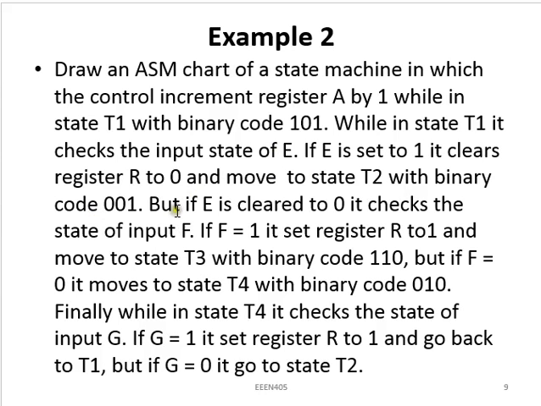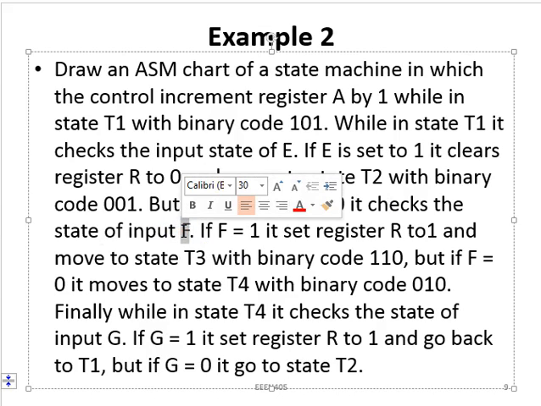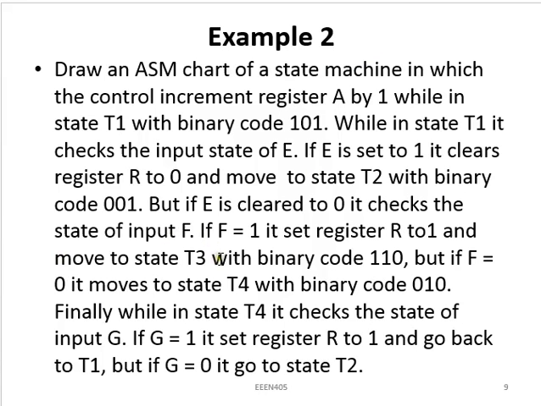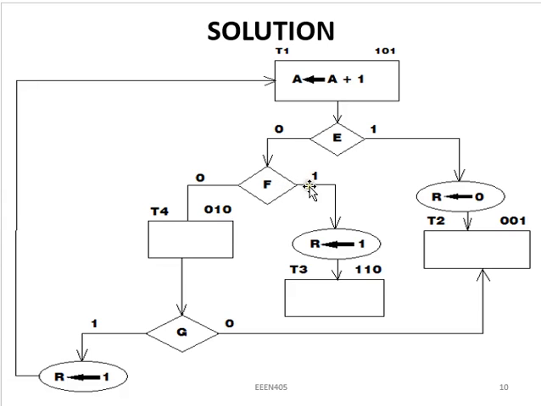Then what? But if E is cleared, that is, it is equal to 0, it will now check the input of another register, that is another condition testing, F. Look at it. When this E is equal to 0, it will go to another decision box where we are going to test the condition of F. Now, if F is equal to 1, the register R is set to 1 and it moves to state T3 with binary code 110. That is, it will go to a conditional oval box to set our register R to 1 and then move to T3 with binary code 110.